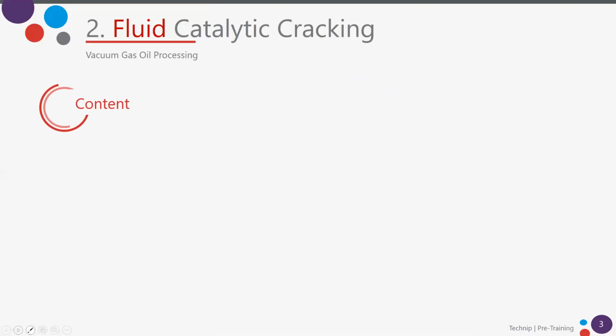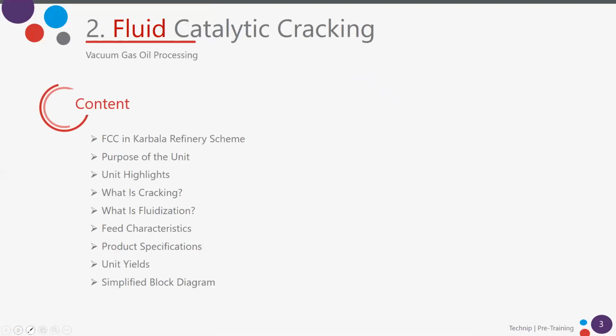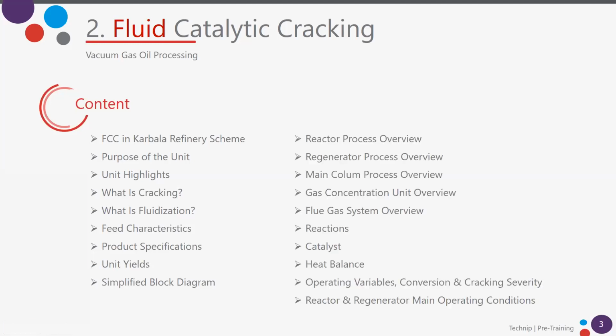So what we will see today, which is the content of our presentation, we will see the FCC unit in the Carvala refinery scheme. We will see the purpose of the unit, some of the unit highlights, what is cracking, then what is fluidization. We will see the feedstock characteristics, the feedstocks to the unit, the products that we will get from the unit, the unit yields, and the simplified block diagram.